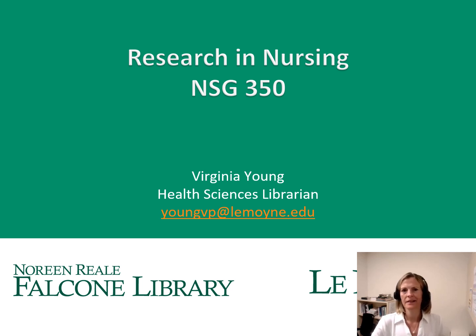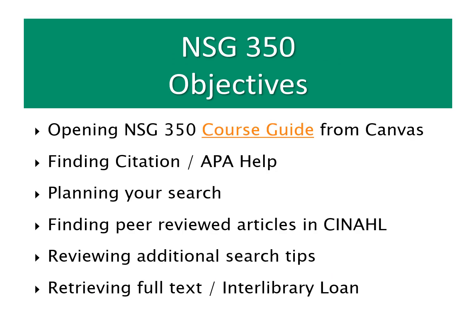I will be narrating this video tutorial on search tips for your research and nursing class. The objectives of this tutorial are to help you find the course guide that is specifically for Nursing 350 research in Canvas. You'll also find on that course guide help for APA citation, how to plan a search and find peer-reviewed articles in CINAHL, what else you can do to filter down your search or use different terms, and how to find the full text or use interlibrary loan to get the full text of articles.